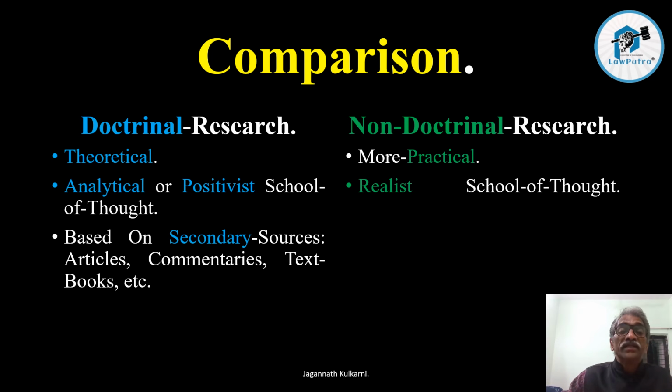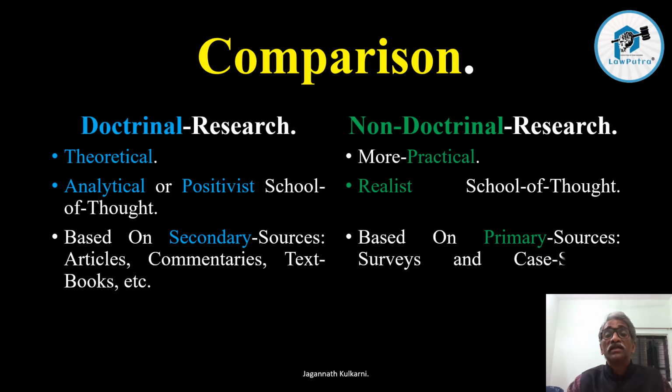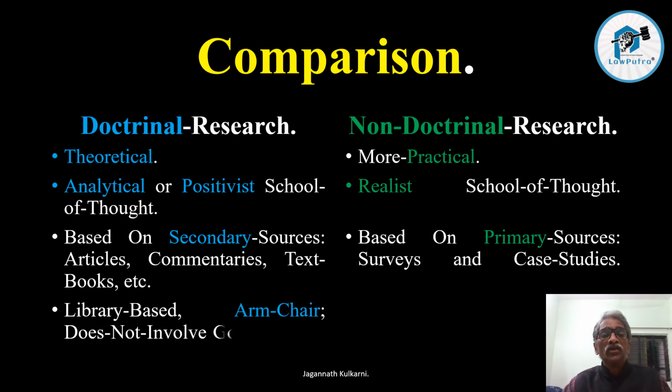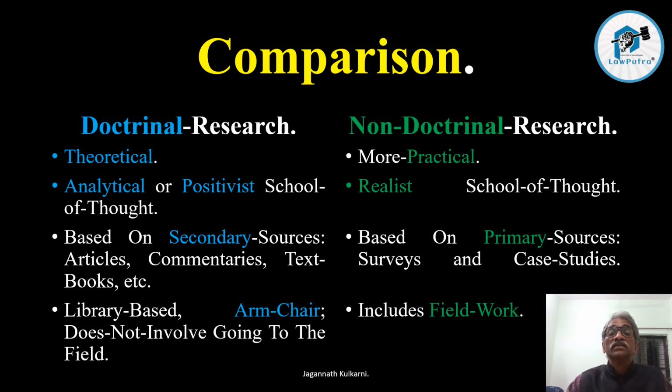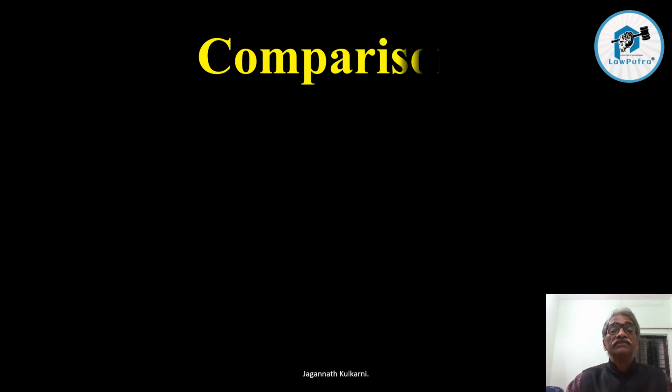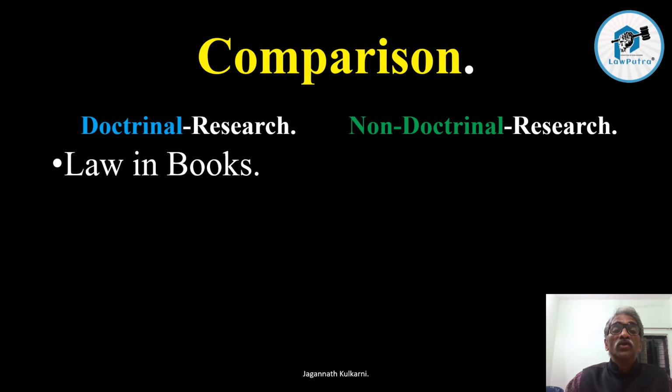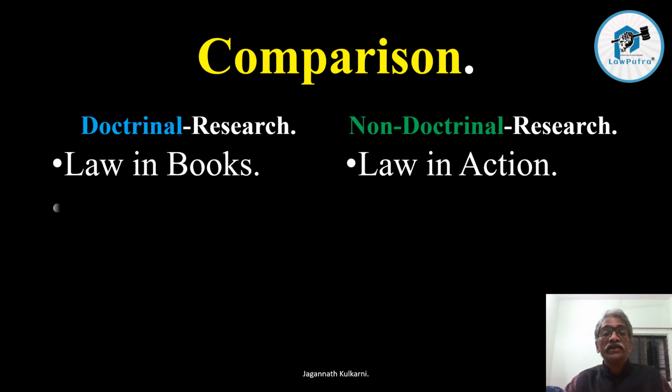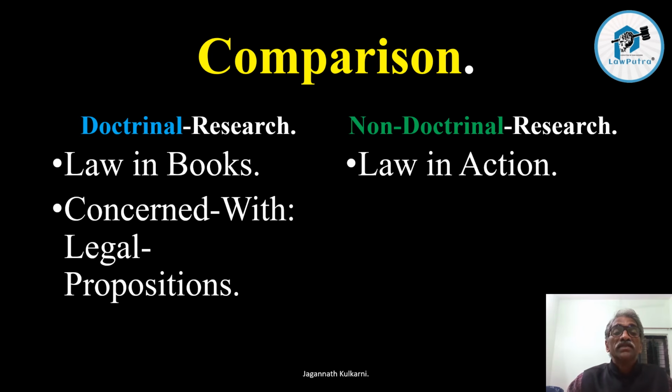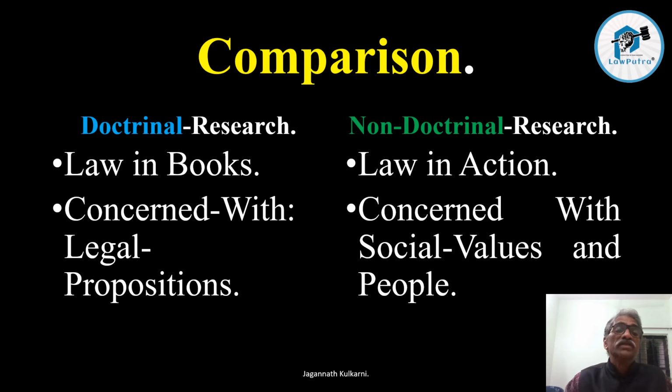Doctrinal is based on secondary sources: articles, commentaries, textbooks, law journals, etc. But non-doctrinal is based on primary sources, surveys, and case studies, so it is more useful. Doctrinal is library-based armchair research, as we have already seen, with no field work, but non-doctrinal involves field work. Also, remember this: doctrinal is law in books, non-doctrinal is law in action. Doctrinal is concerned with legal propositions, and non-doctrinal is concerned with social values and people.